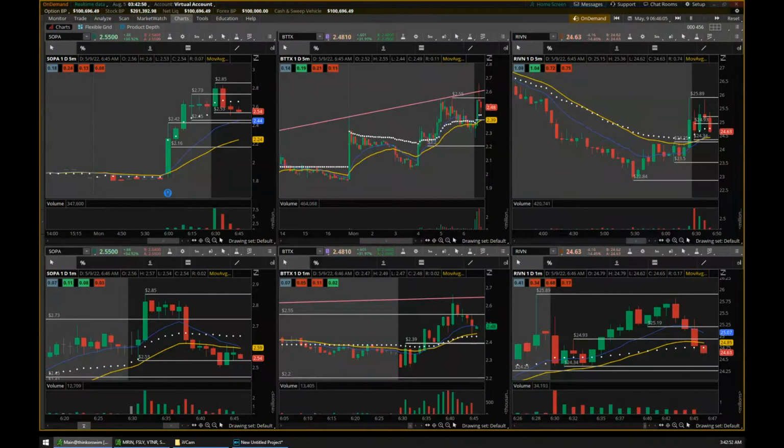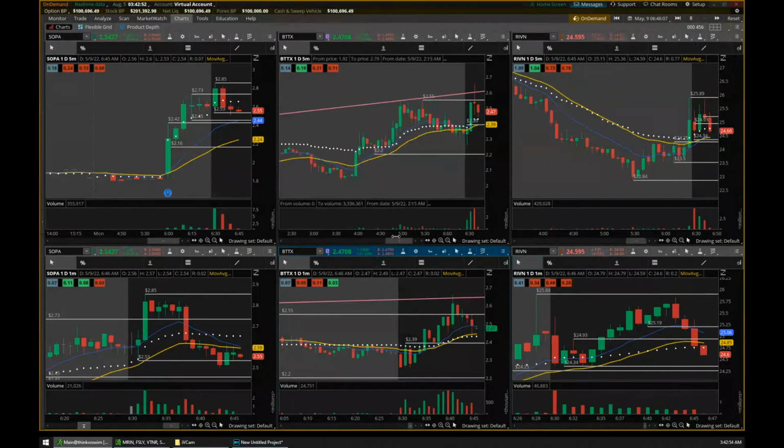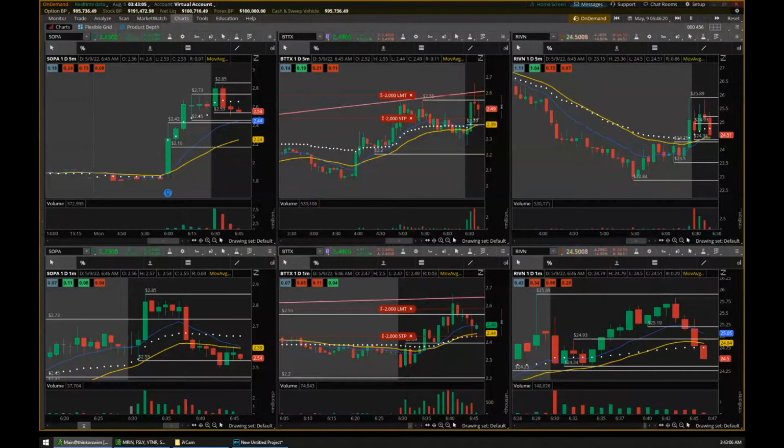It's all good. Now I got a 2-bar pullback here on BTTX, coming off of this. Maybe I'll just go ahead and jump in, see if we get a move back up through 250. Changed my mind. So, made $20. Almost made back what I lost on RIVN.